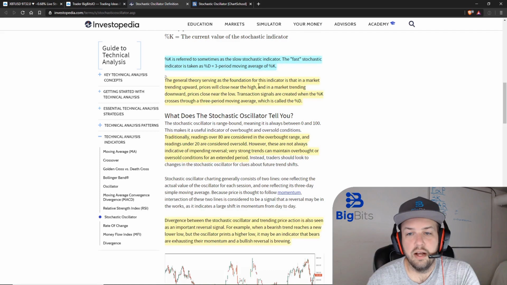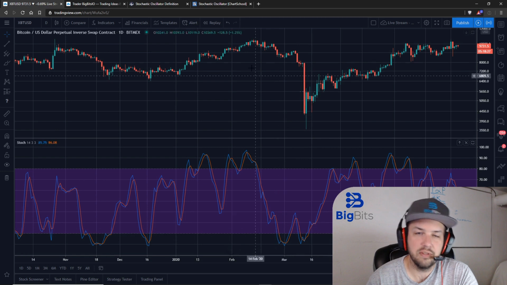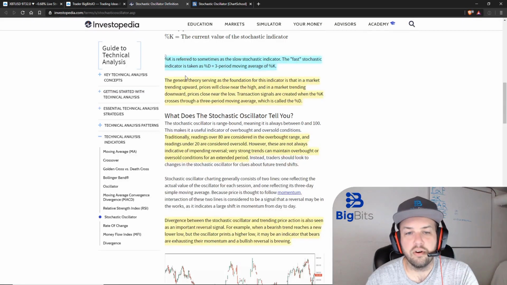Now, the theory behind this one is that when prices are trending upward, so will the indicator. And when prices are trending downward, so will the indicator. So it's giving you an idea of the current trend that you're working with.